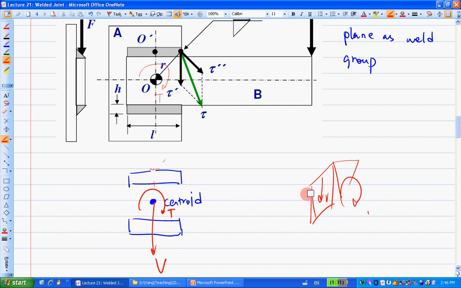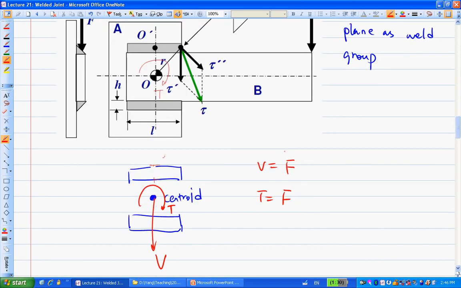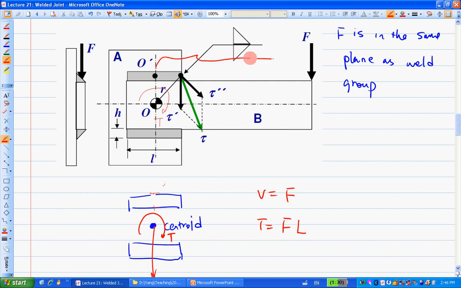So now let's see, based on this V and based on this T. You should see that the V is the same as F. And the T will equal to what? The F times the distance from here to the location of the centroid. Let's call that capital L or something like that, right?